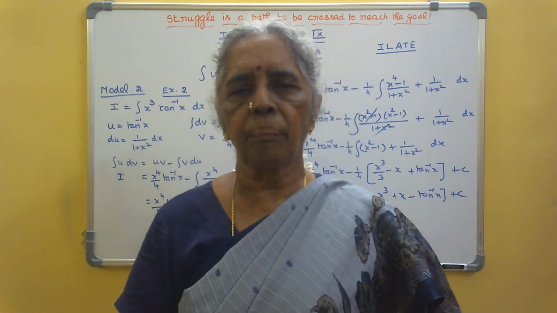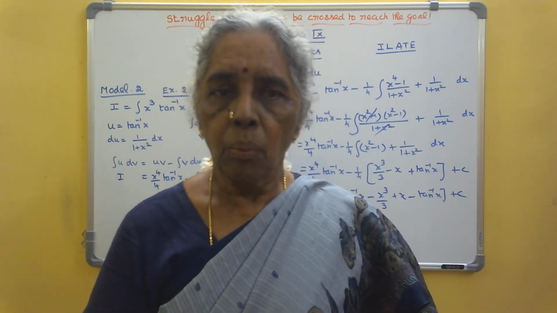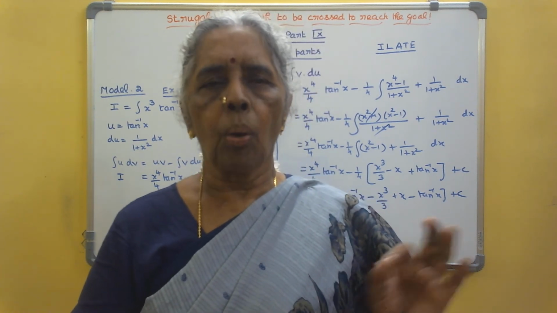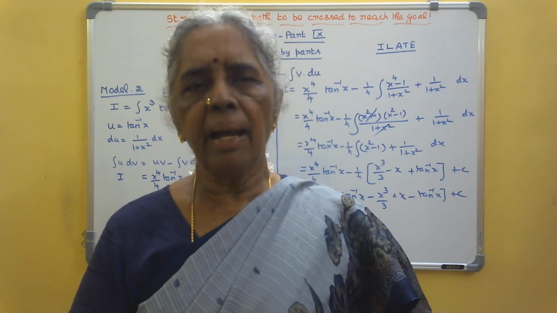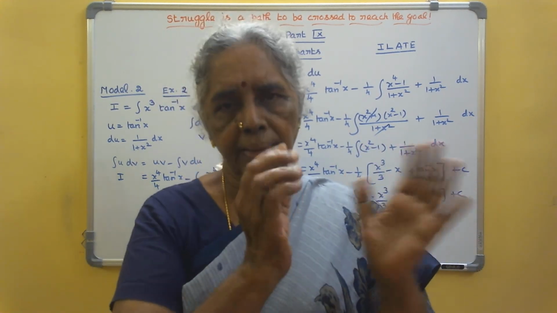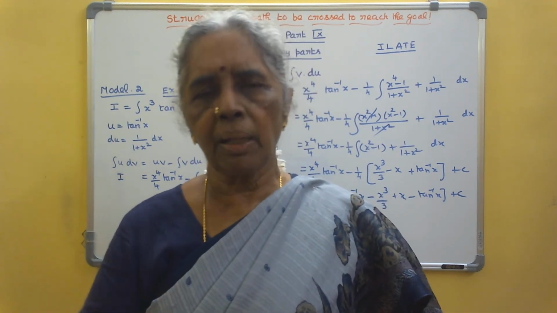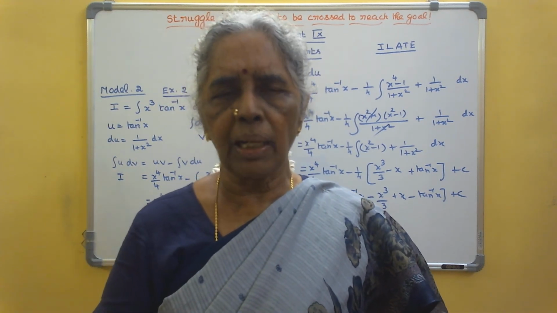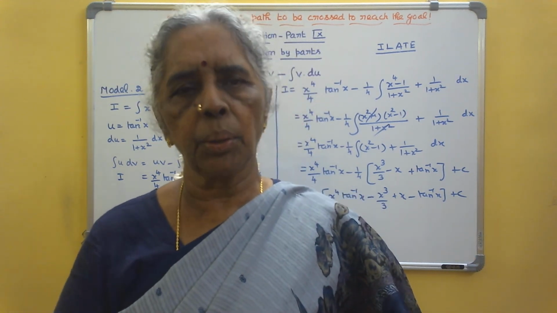Integration by parts. That method we use in two cases I told you, right? One is to integrate log x and inverse trigonometric functions. There will be only one single term in your integrand. That you will take as u function. The dx will become the dv. You will use the formula integral u dv is equal to uv minus integral v du, right?